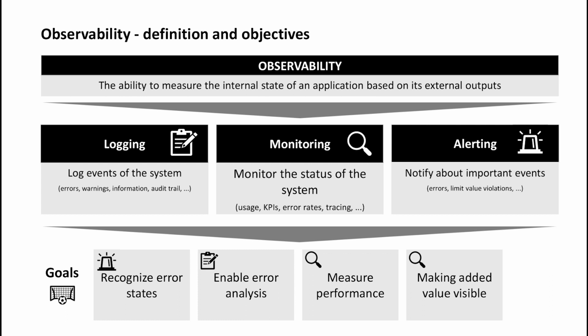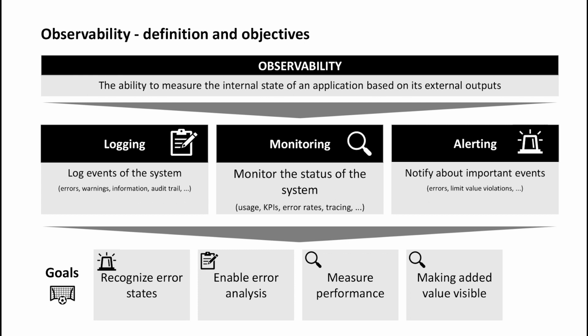Why do we need this? There are 4 main goals that we want to achieve with observability. The most important goal is to detect errors in the application as early as possible, preferably before they affect the user of the application. We use monitoring to detect these errors, while alerting enables us to act quickly. If an error occurs, it must be analyzed and rectified. Information from logging and data from monitoring help us to do this.